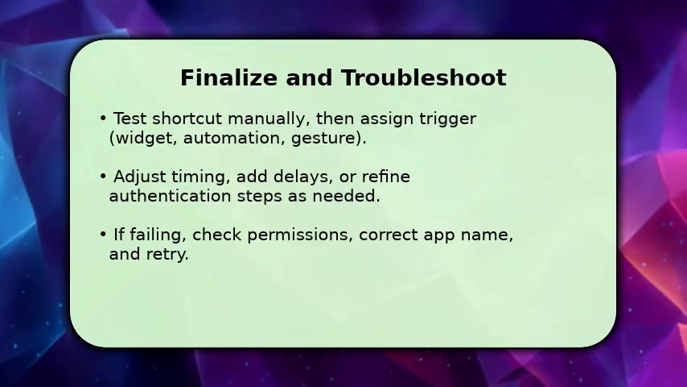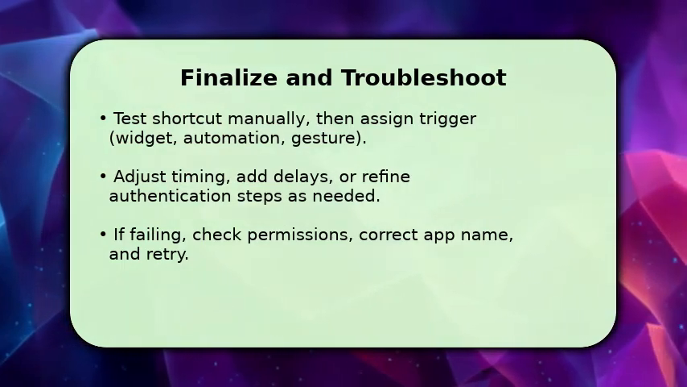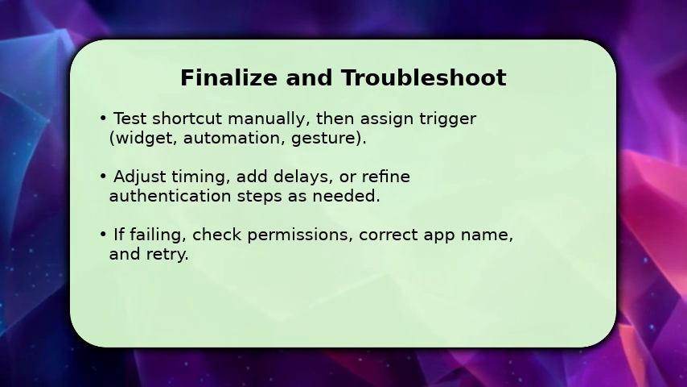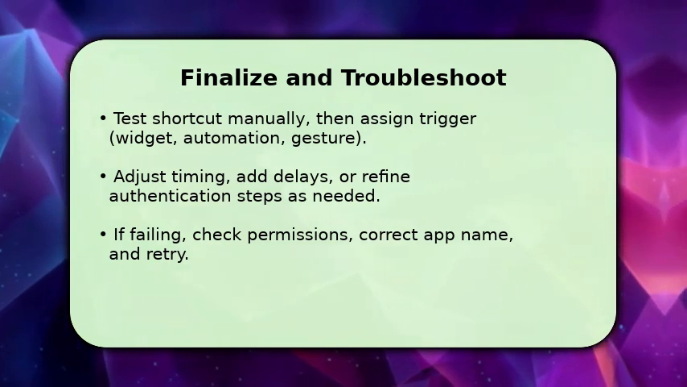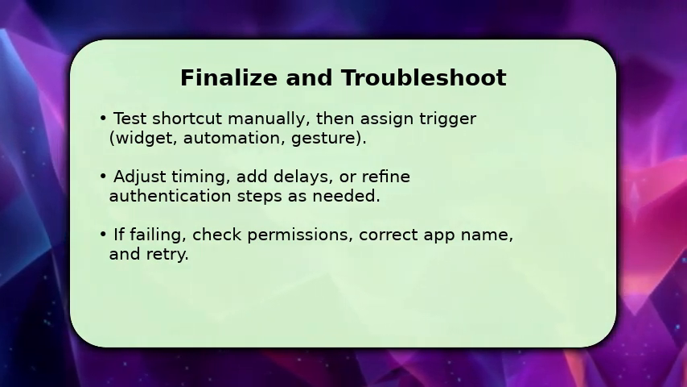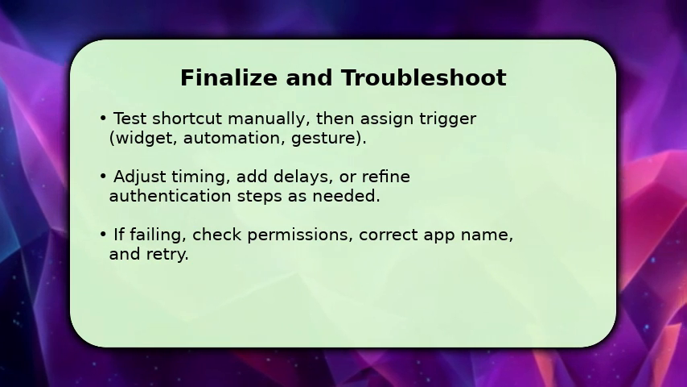You finish by testing the shortcut end-to-end. Run it manually to confirm the app locks and authentication works. Once satisfied, assign the trigger you want: widget, gesture, or automation schedule, and test again in normal use.